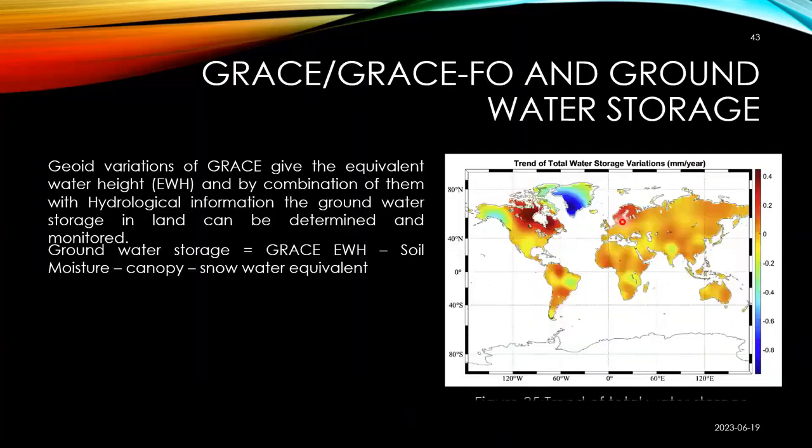This is another application. Also, GRACE and GRACE-FO can be used for monitoring water overuse. So here you see the global map of how the terrestrial water changes. What GRACE shows us is the equivalent water or terrestrial water storage. But if we remove the soil moisture, canopy water or snow water equivalent, we can see how the groundwater is moving, which is very important, actually.